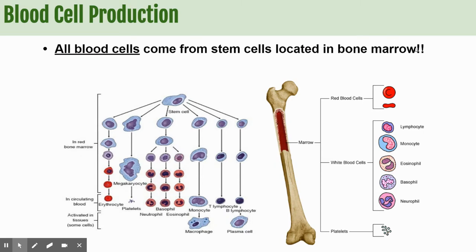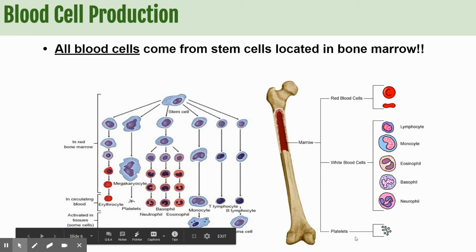So all of these blood cells come from stem cells located in your bone marrow. Within your bone marrow here, you have stem cells, and these stem cells create your red blood cells, your white blood cells, and the platelets.